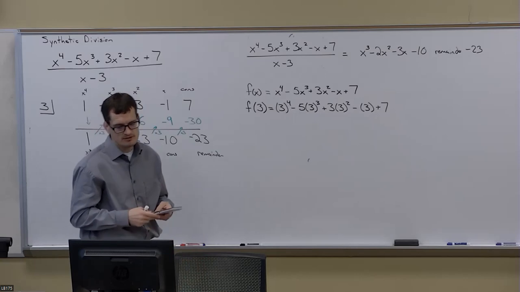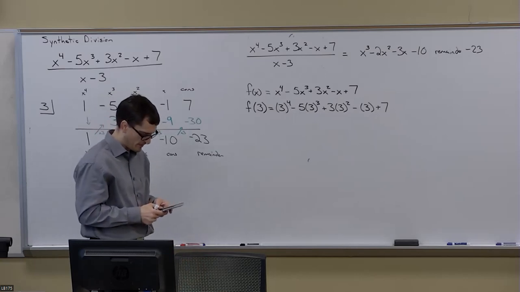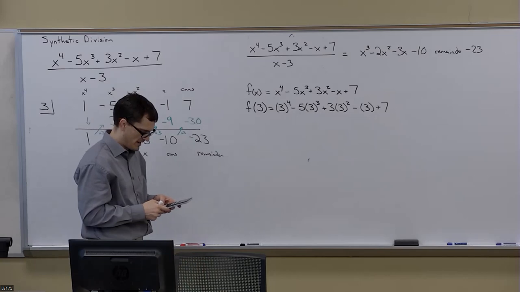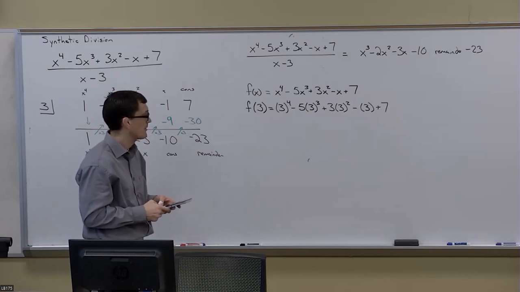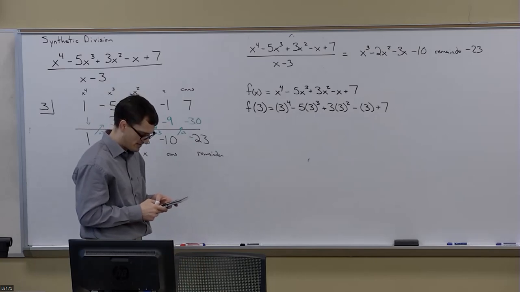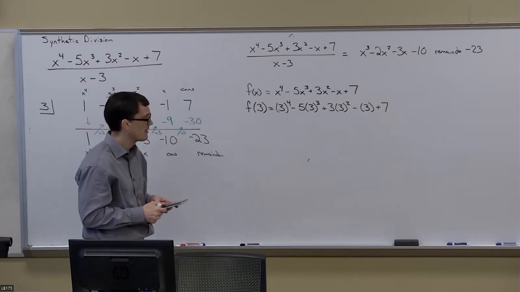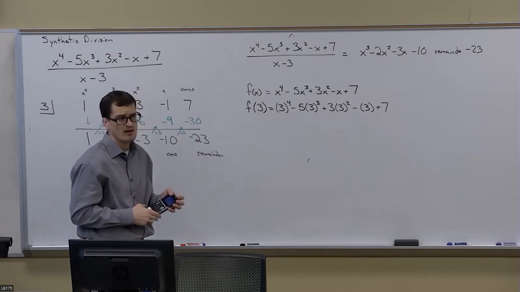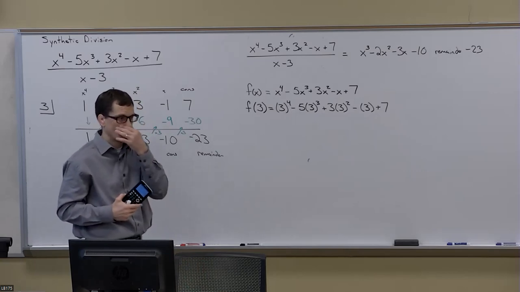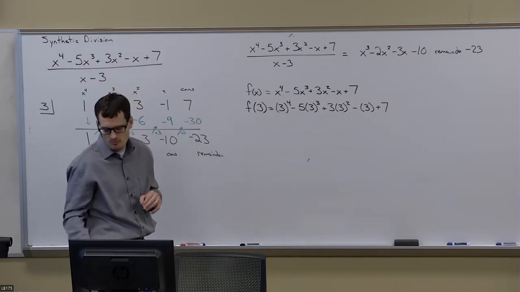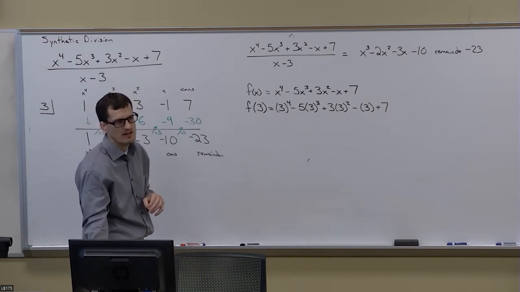So if I take my calculator and I take 3 to the 4th power minus 5 times 3 to the 3rd power plus 3 times 3 squared minus 3 plus 7. What do you get when you calculate that?